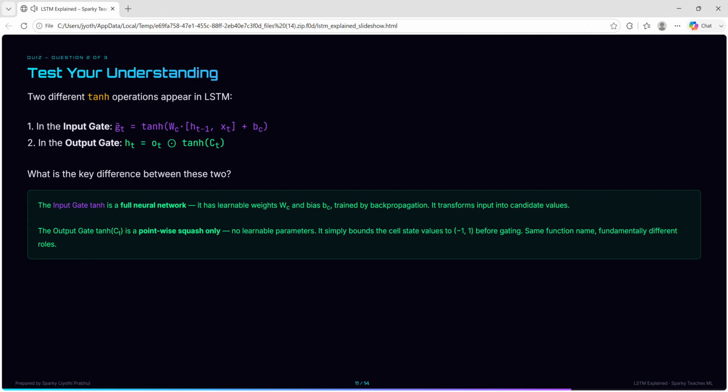The tanh in the input gate is a full neural network. It has learnable weight matrix W subscript C and bias B subscript C, trained by backpropagation. It transforms the input to produce candidate values. The tanh applied to the cell state in the output gate is a pointwise activation only. It has no learnable parameters. It simply squashes the cell state values to between -1 and +1 so that the output is bounded. This is a critical distinction.